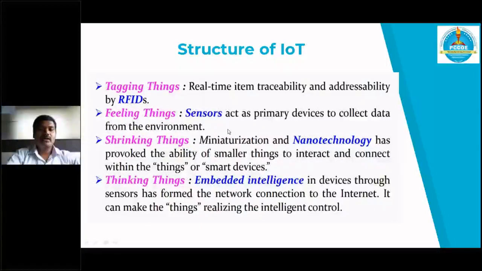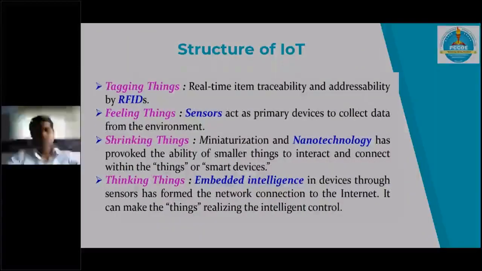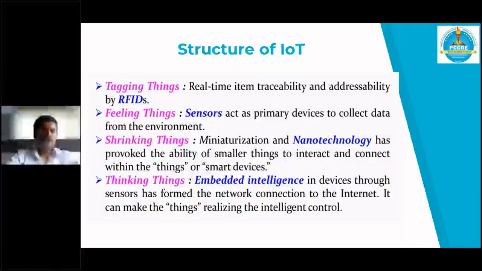Now the third structure is shrinking the things. Meaning, as I mentioned earlier, we are currently using different kinds of IoT development boards such as Arduino Uno, Arduino Nano, Arduino Mega. Then you can have your NodeMCUs, we can have the Raspberry Pis, we can have Intel boards, there are varieties of boards available in the market, isn't it? So BeagleBone. Depending on the application, we can choose these boards based on the size of that particular device.